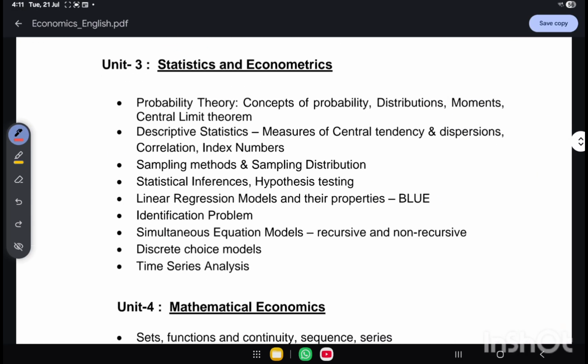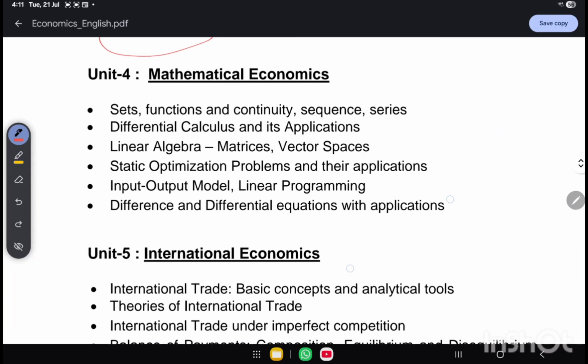In the third unit, you have statistics and econometrics, where you're going to learn about probability theory, descriptive statistics, sampling methods and sampling distributions, statistical inference and hypothesis testing, linear regression models, simultaneous equation models, time series analysis, and discrete choice models. You're going to learn this in detail in Unit 3.